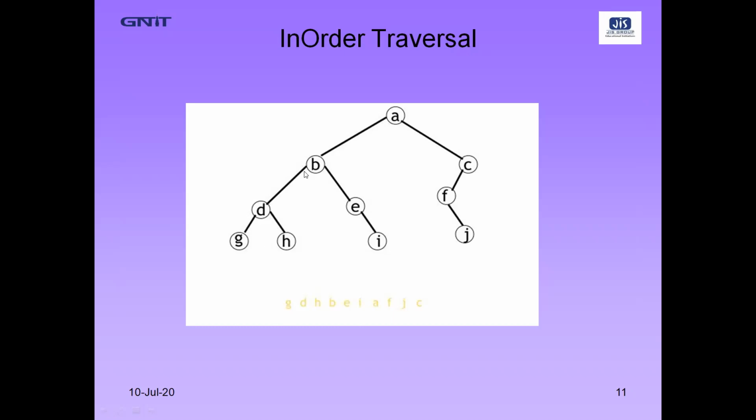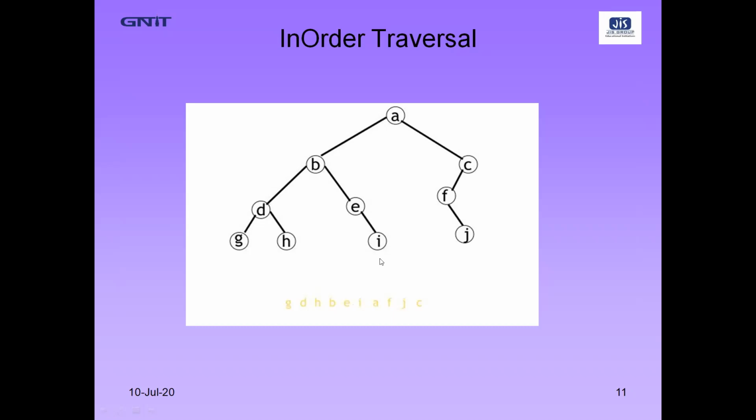Then it will visit the parent node with respect to the left subtree, that is DGH, which is B. So after H, B is visited. Now it visits the right subtree with respect to node B in order way. Here the right subtree with respect to node B, no left child is there with respect to node E. So after B, then node E is visited, then node I.